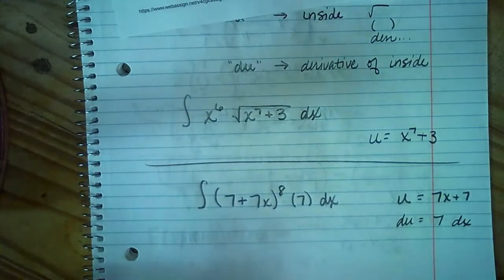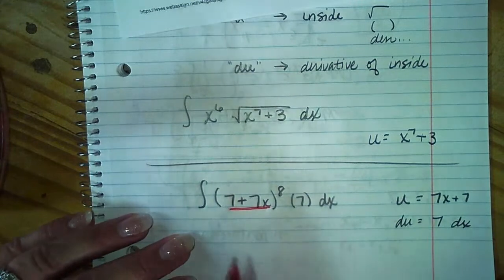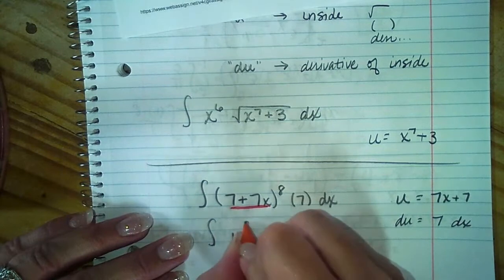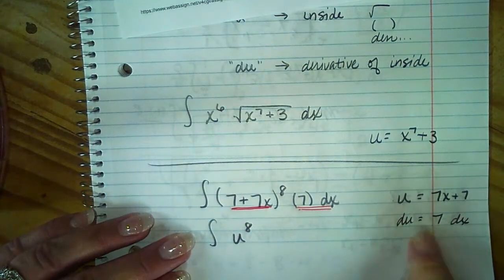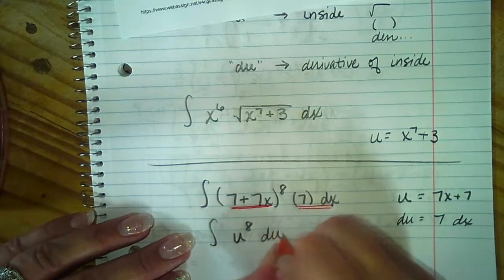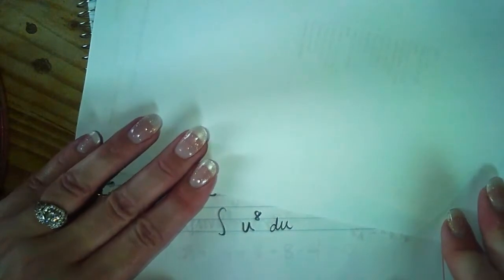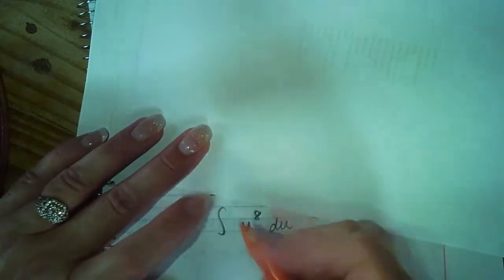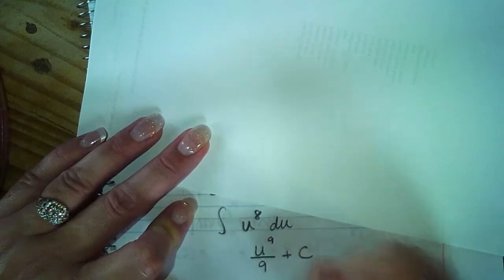All right. So what I have is this part just turned into a u. So now what I have is u to the 8th, and then this part changed into my du. So that becomes du. Now if we had started with just this, and if I asked you to integrate that, you would say, oh, well, that's just u to the 9th over 9. And that's it, you're done. So this becomes u to the 9th over 9 plus c.